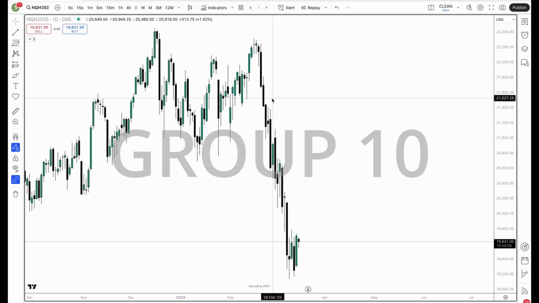So what I'm going to do in this lecture is I've brought you over to TradingView, and I'm going to show you how to identify whether the higher timeframe institutional order flow is obvious, i.e. is it bullish or is it bearish?